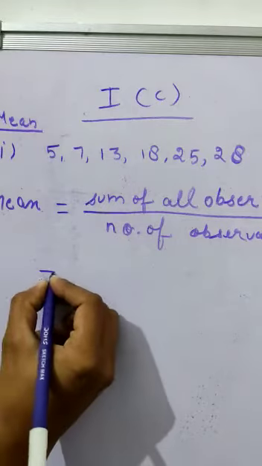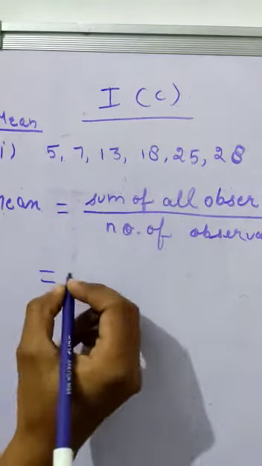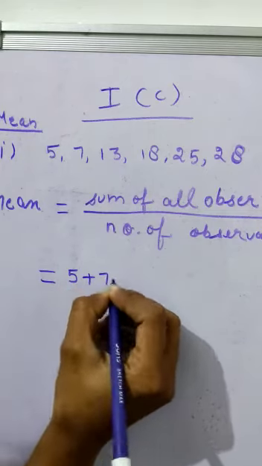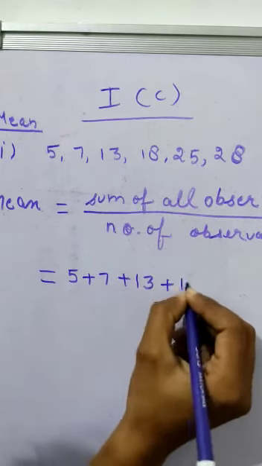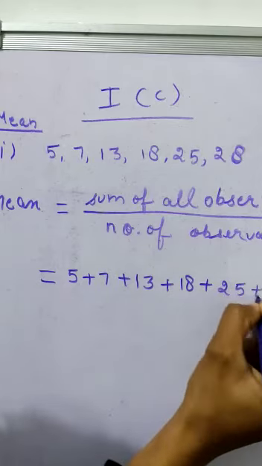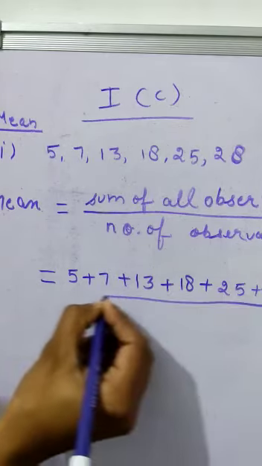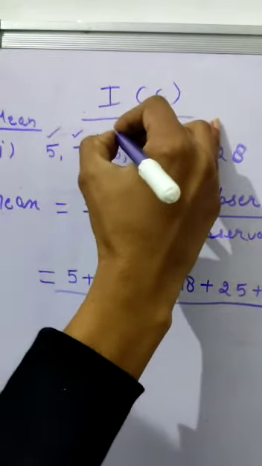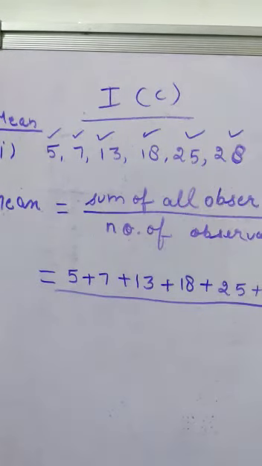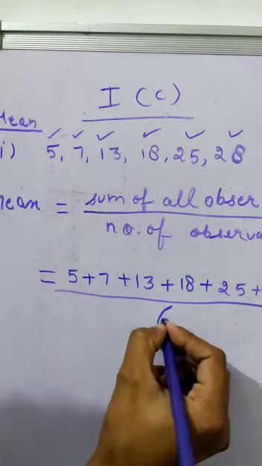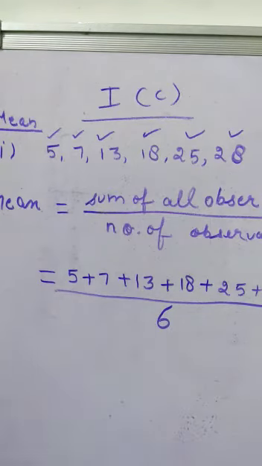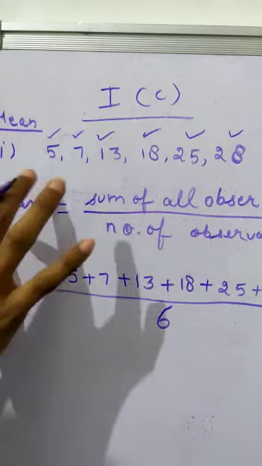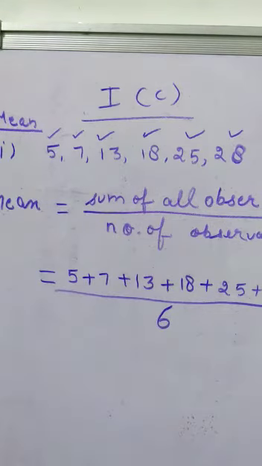Now, sum of all observations. So simply write all the observations: 5 plus 7 plus 13 plus 18 plus 25 plus 28. And how many numbers are in this observation? Count. 1, 2, 3, 4, 5, 6. 6 observations are there, so divide by 6. No matter how many observations there are, if 20 observations are there, you have to divide by 20. If 30 observations are there, divide by 30. Whatever the number of observations, you have to divide by that number.